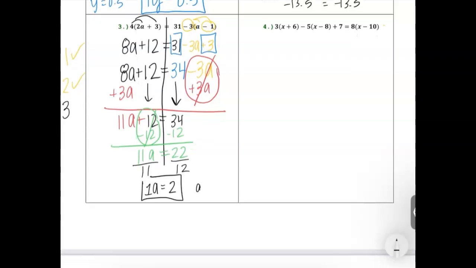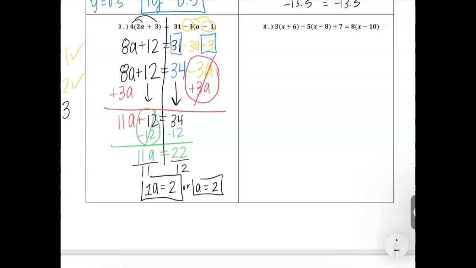Or again, this is the same as A equals 2, so either is fine. And if you weren't sure if your answer was right, go ahead and plug your 2 back in. Okay, I want you to try 4 on your own, but be careful, especially as I'm looking at this negative 5 that's in there. So go ahead and try it.